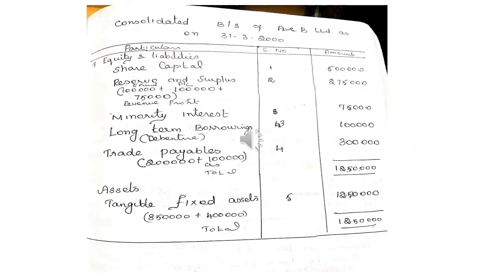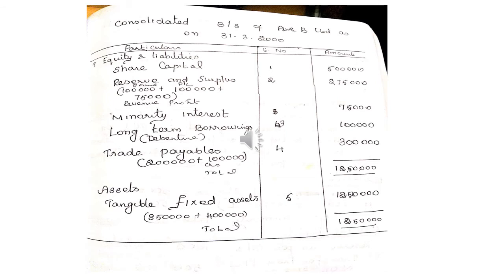This is also a continuation of the fourth problem. In the last two slides we have to see the working. It is the final problem. The first Roman numeral one is equity and liabilities and the second one is assets. First we write share capital. The holding company share value is 5 lakh. Then reserve and surplus. Reserve fund is 1 lakh. Profit and loss account is also 1 lakh, as given in the problem.